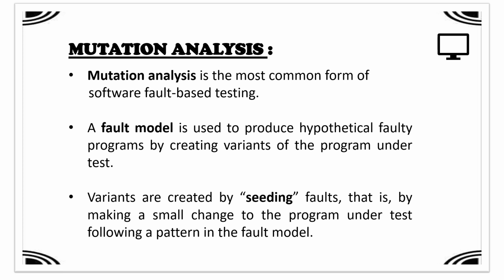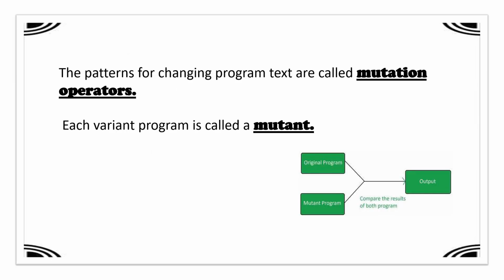A fault model is used to produce hypothetical faulty programs by creating variants of the program under test. Variants are created by seeding faults, that is, by making a small change to the program under test following a pattern in the fault model. The patterns for changing program text are called mutation operators. Each variant program is called a mutant.